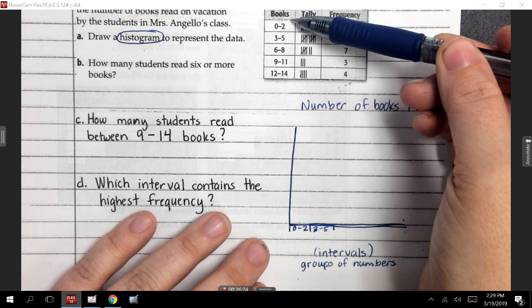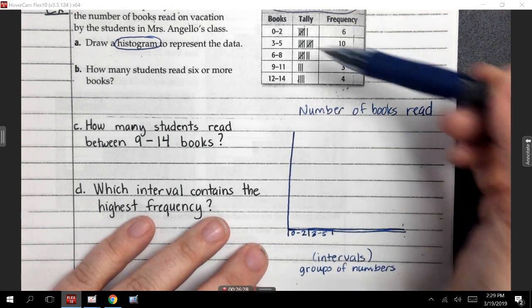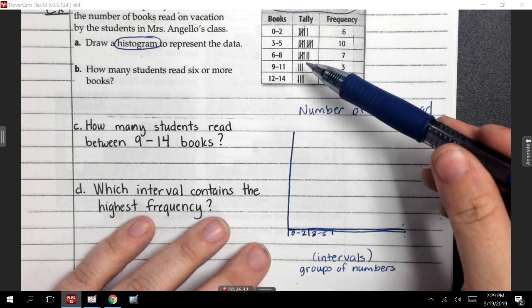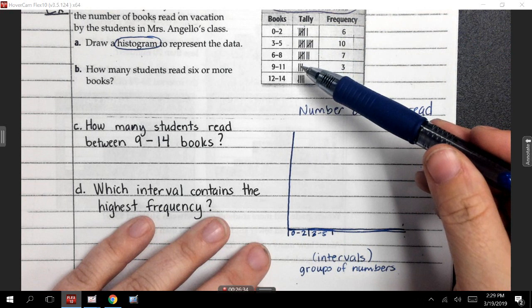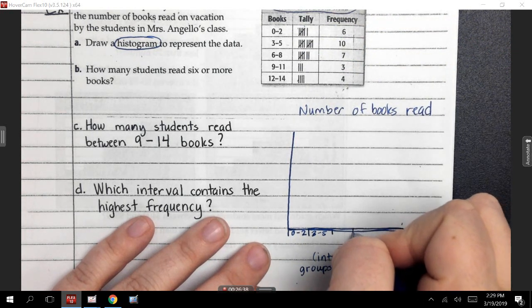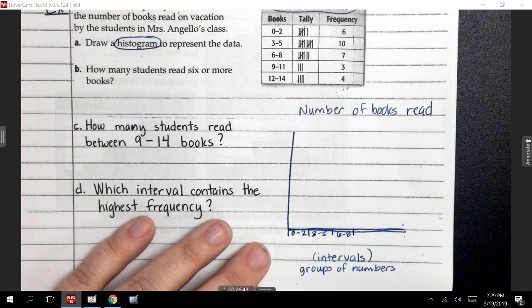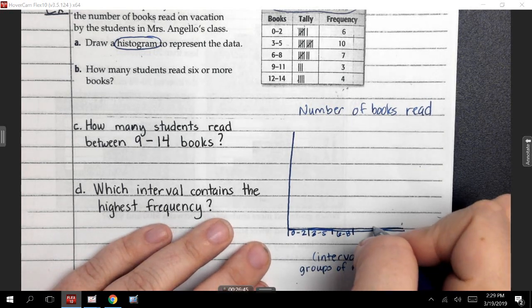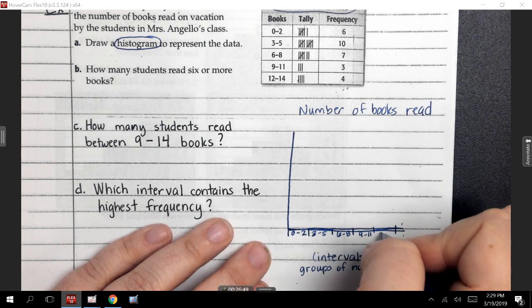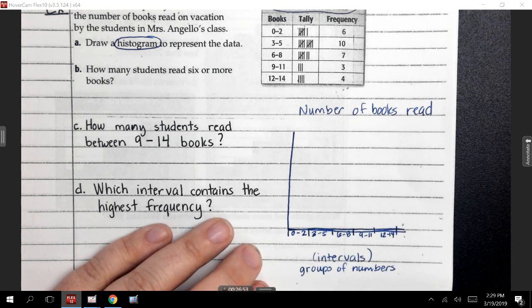So do you see my chart right here? I have 0 to 2. That's an interval. That's a group of numbers. Then I have 3 to 5. That's a group of numbers. After 3 to 5, what am I going to have? 6 to 8. So I'm going to do another section, and this section is going to be 6 to 8. My next section? 9 to 11. And then my last section? 12 to 14. Okay, so there's my sections.